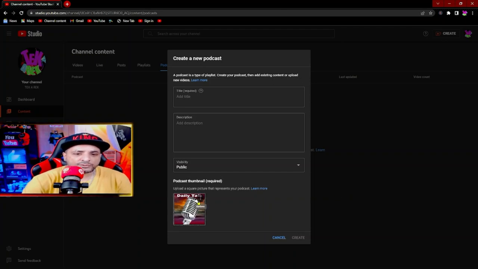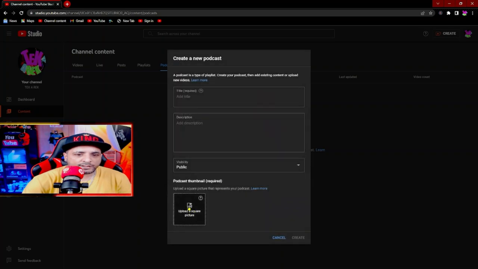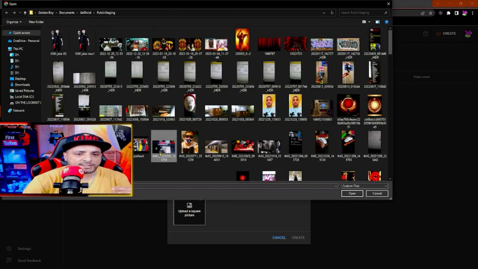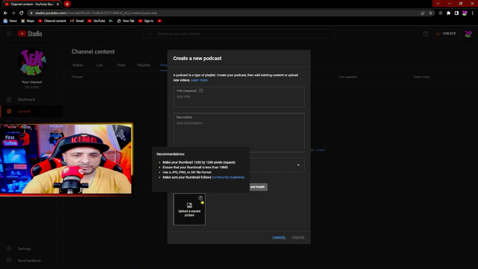So their original size, they say to make sure that in the beginning, I'll show you. They say they want it to be, well, when it was too big, let's put a big one so you can see the size that they're telling us to use. Now it comes up. It says, thumbnail must be square with about the same width and height. When you hover over the question mark, it says, make your thumbnail 1280 by 1280 pixels square. Ensure that your thumbnail is less than 10 MB. Use, you already know the format.